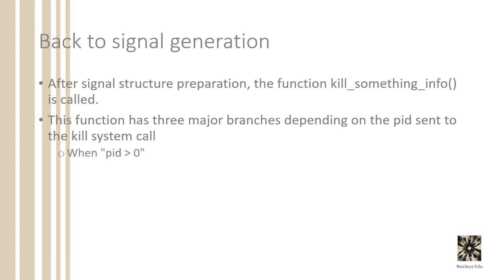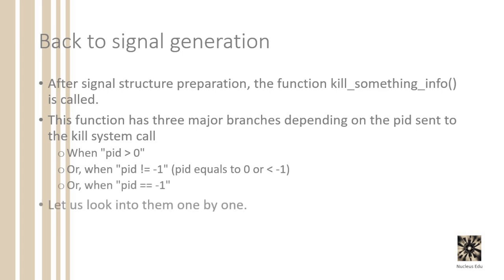Right, so these are the major branches here. We'll look at it in code just to make it clear. We'll just see it a little more simply here. The first one is when PID is greater than 0, the second one is when PID is not equal to -1, which indirectly computes to PID being equal to 0 or less than -1, and the last one is when PID is equal to -1. Right, so let's look at them one by one in code.